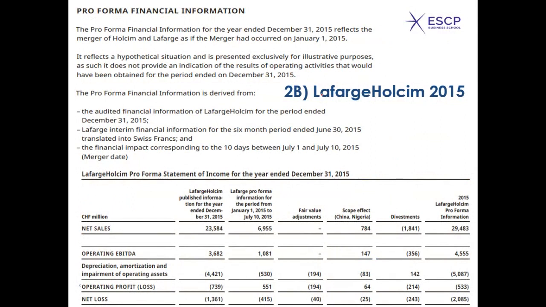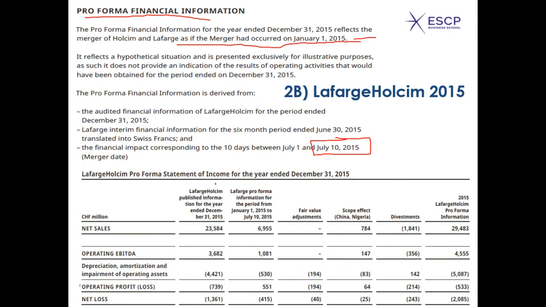Okay, therefore, in 2016, in the report, they presented pro forma financial information. And how did they do it? Well, obviously, I have the end of the year 2015 numbers, and now they give me some information as if the merger had occurred already on January 1st of the year and not on July 10. So the official merger date is July 10 of 2015. And now they present numbers of what would have been if the merger had happened on January 1st. This is the pro forma information.